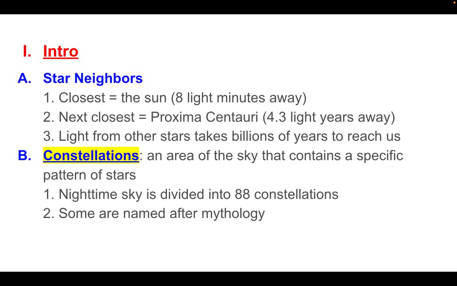So like they don't see the Big Dipper. We do. We don't see the Southern Cross. The southern hemisphere does. So there are 88 total constellations.